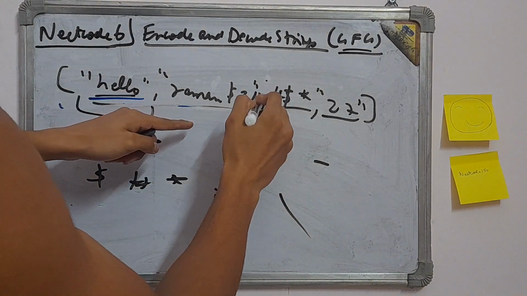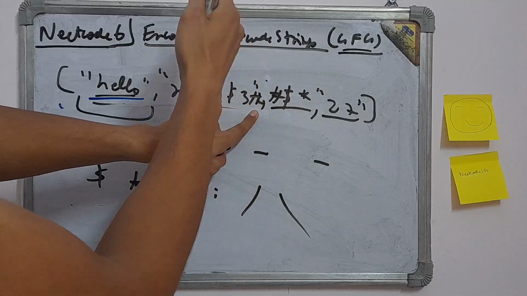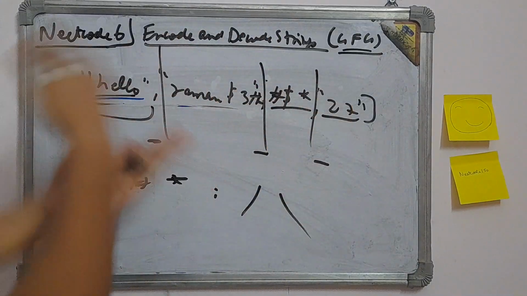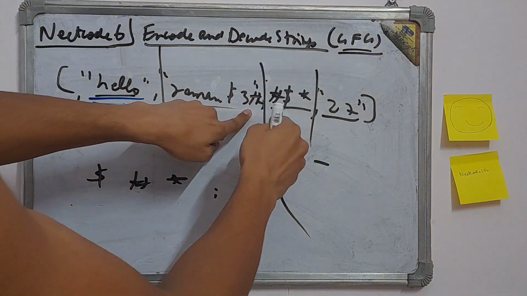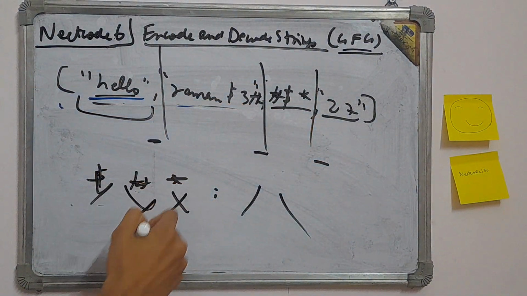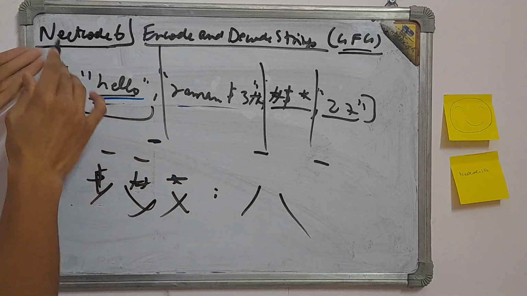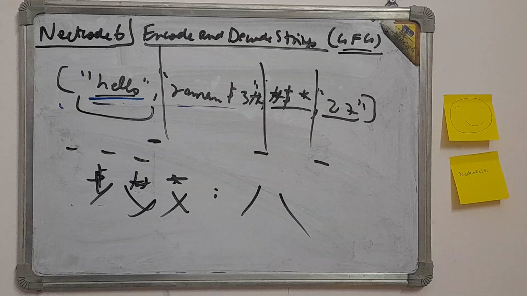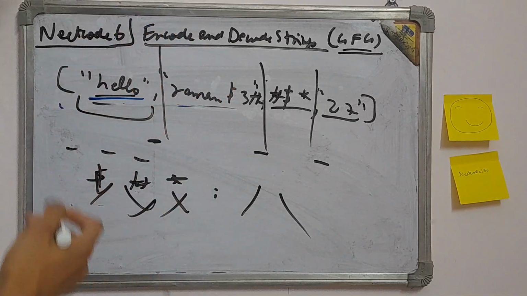So if there is a hash here, how do we know that this hash is the delimiter? Delimiters are what separate strings. So how do you know whether this hash is a delimiter or part of the string? So we cannot take hash, we cannot take dollar, we cannot take star, we cannot take any number, we cannot take any alphabet either. So a delimiter alone is not enough. We can see that. So let's try to think of another way.